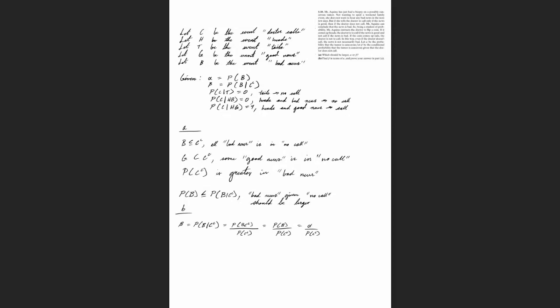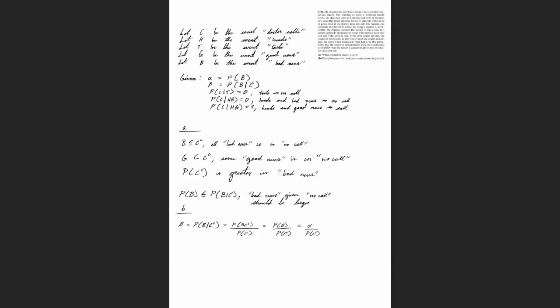Okay. And so what we're looking for is what should be larger, alpha or beta. And then we want to find beta in terms of alpha. And then prove the answer in part A. So I started out by listing all the events: the doctor calls, heads, tails, good news, and bad news.